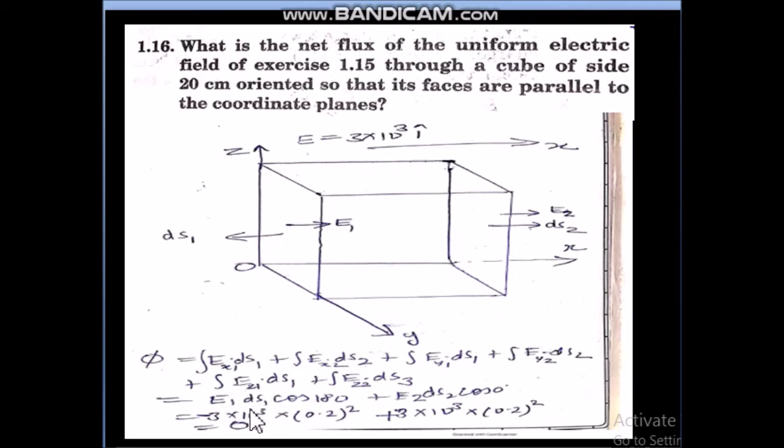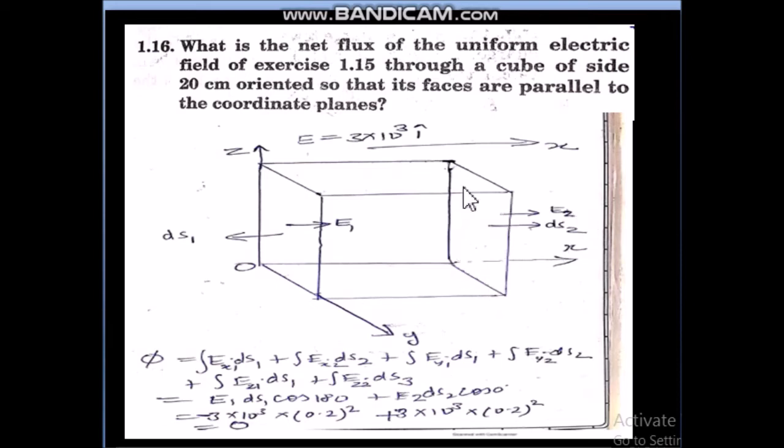So E1 ds1 cos 180 is the answer for the first integration. In the same manner, let us take the second face, which is appearing in the x direction. Let us draw the E vector. As is the case, our electric field is along i cap, that means the x direction. We can call it E2 just now.